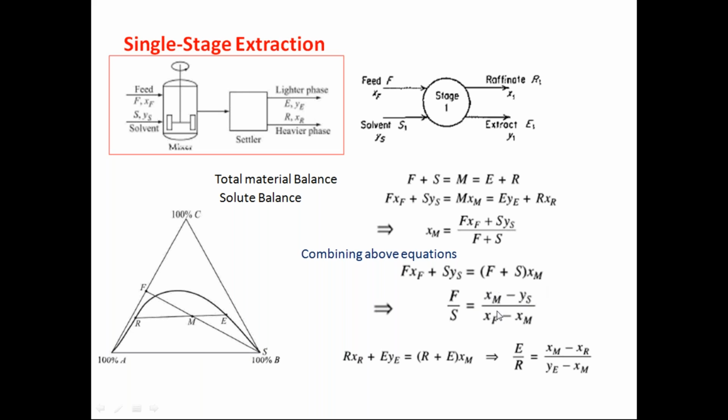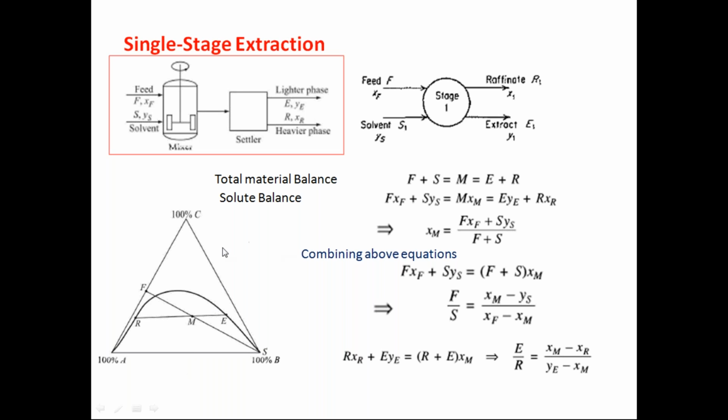Okay, now it is very important for us to estimate E, R, yE, xR. How many parameters are there? 1, 2, 3, 4. Four parameters are there, but we have only two equations. So two equations, four parameters. So you cannot find any solution for the four parameters with two equations. So you want one more relation. That relation is the equilibrium relation. The equilibrium relation will give you the binodal curve. So this binodal curve will give you what would be the homogeneous zone and what would be the heterogeneous zone.